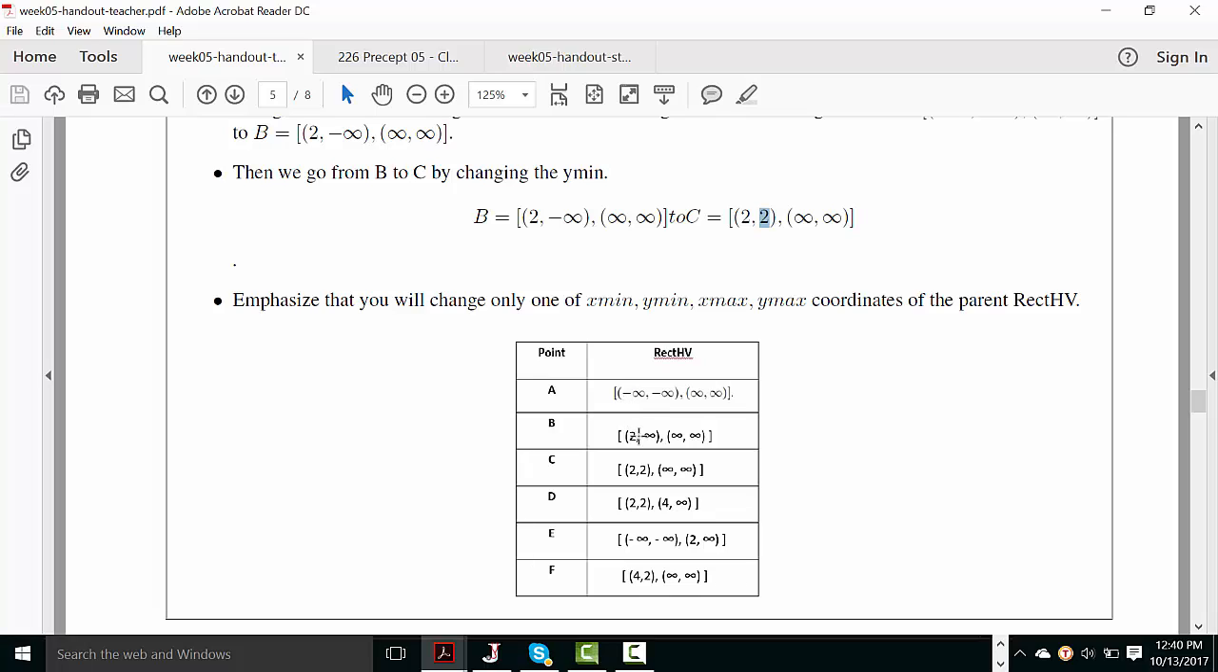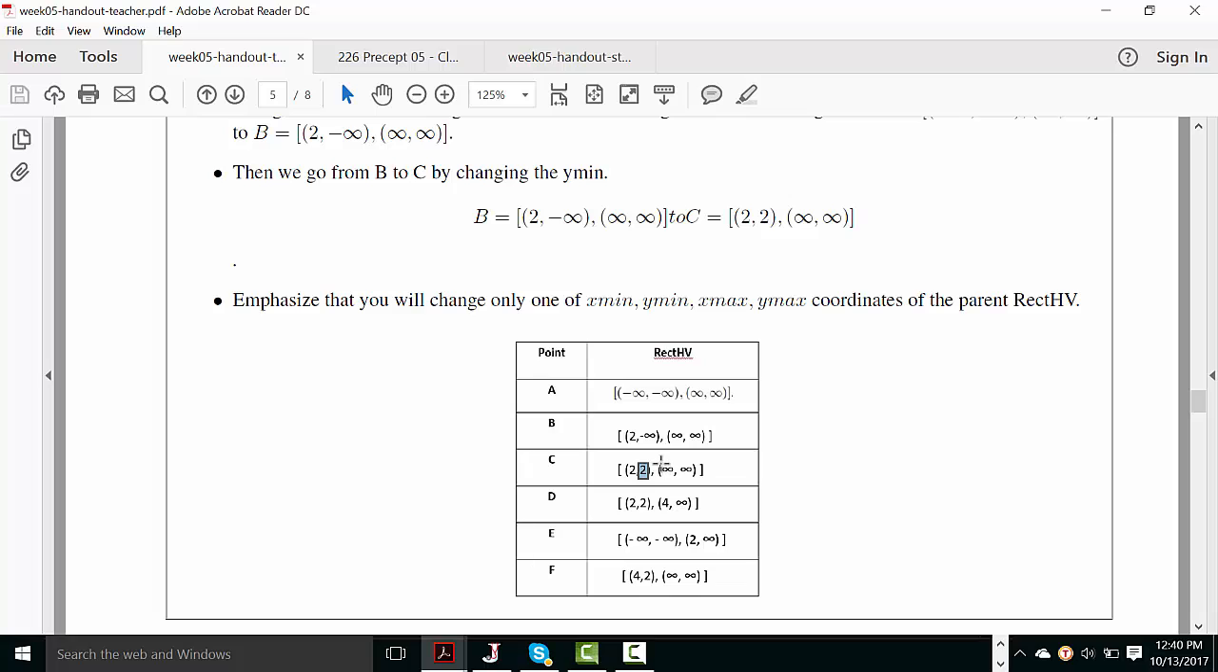B's parent is A, and we only change one coordinate because we went to the right. We changed the x min, and we compare y, and we went to the right, so we change y min.